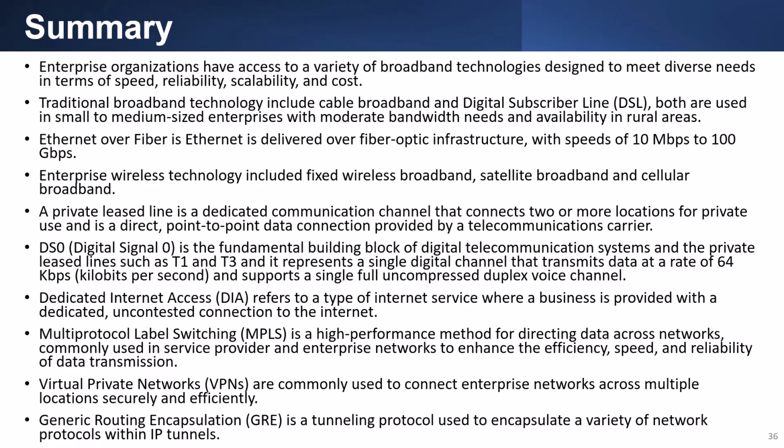Ethernet over fiber is delivered over fiber optics infrastructure with speeds of 10 megabits per second to 100 gigabits per second. Enterprise wireless technologies include fixed wireless broadband, satellite broadband, and cellular broadband. A private leased line is a dedicated communication channel that connects two or more locations for private use and is a direct point-to-point data connection provided by a telecommunications carrier.